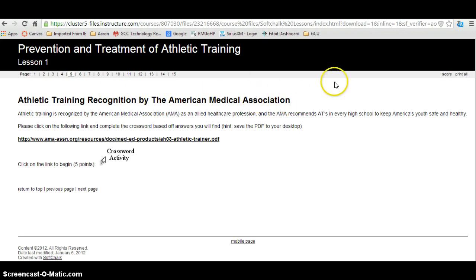So athletic training is recognized by the American Medical Association as an allied healthcare profession. We'll talk about when that came around here in a minute. It's very important. They do recommend that every high school in America have an athletic trainer available. That's not always the case. As a matter of fact, the majority of high schools in America do not have certified athletic trainers on staff or even covering their athletic events.